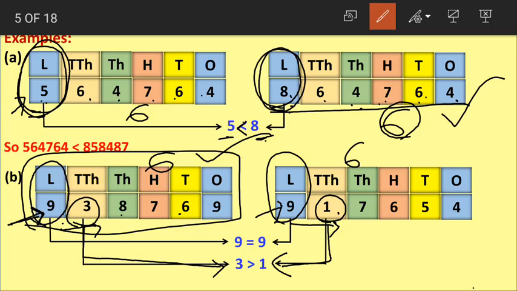Understood, children? First we compared the digits at lakhs place. Both the digits were same. So what did we do? We moved on to the next place value, which is the 10,000s place. Then we compared the two digits in 10,000s place. We had 3 in the first number and 1 in the second number. Now which number is greater, 3 or 1? 3. So the number with 3 in 10,000s place is the greater number here.